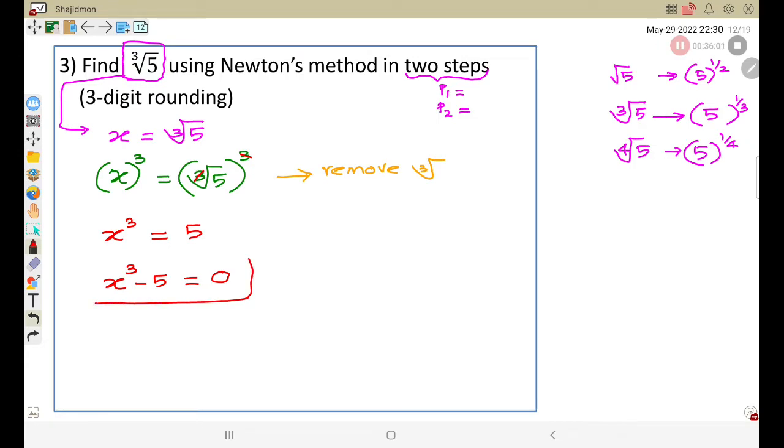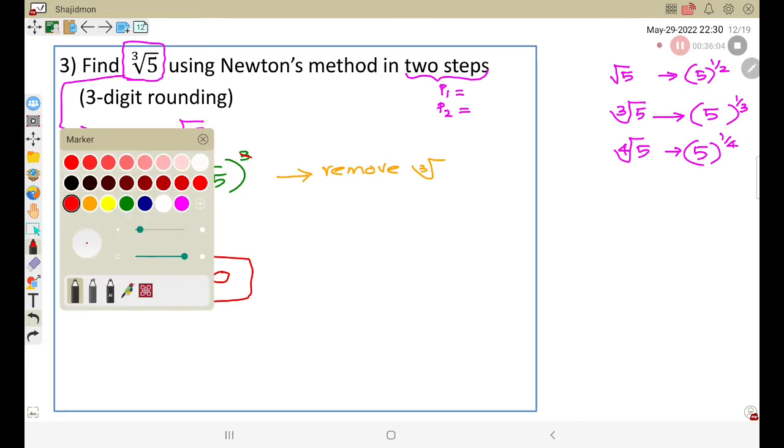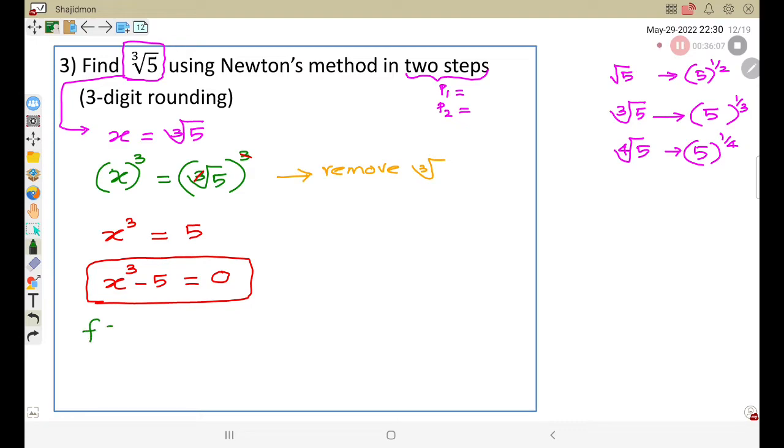So we get the equation: x power 3 minus 5 equal to 0. What will f of x be? F of x is whatever is on the left side, and the right side should be 0. So x power 3 minus 5 is f of x. Now from this you can calculate f dash of x. F dash of x equals the derivative of x power 3, which is 3x power 2. The derivative of 5 is 0 because it is a number. So 3x power 2. So we get the f dash value also.